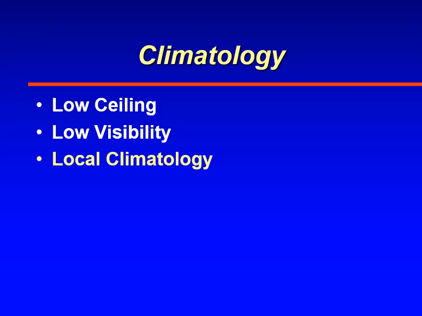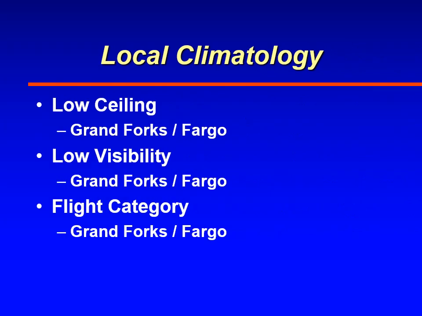Okay, so let's switch to local climatology. What we're going to do now is look at Fargo and Grand Forks. The National Weather Service has been accumulating weather information over the years, and they've tabulated it, and this is what they have. So we're going to look at Grand Forks and Fargo. We're going to look at ceilings and visibilities, and then after that we're going to look at flight categories, meaning IFR, low IFR, VFR, so on and so forth.